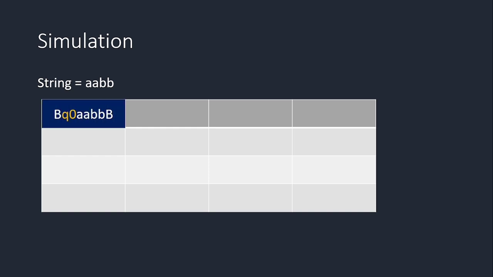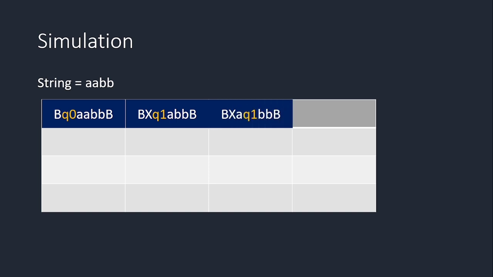Now initially we have Q0 as the initial state. So in Q0 when A is applied, that means A is replaced by X, and we move on the right and the state will be changed to Q1. Now in Q1 when A is applied, we stay in the same state Q1 and move on the right. Now in Q1 when B is applied, B should be replaced by Y and move on the left side, and we go to state Q2.